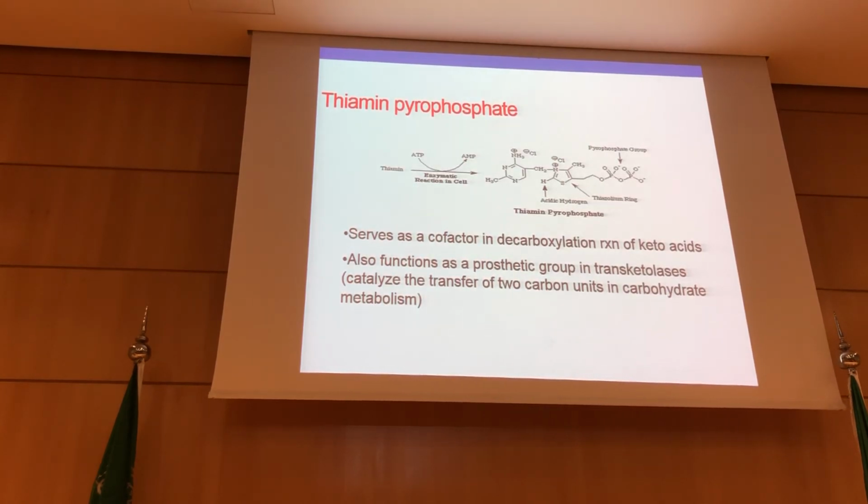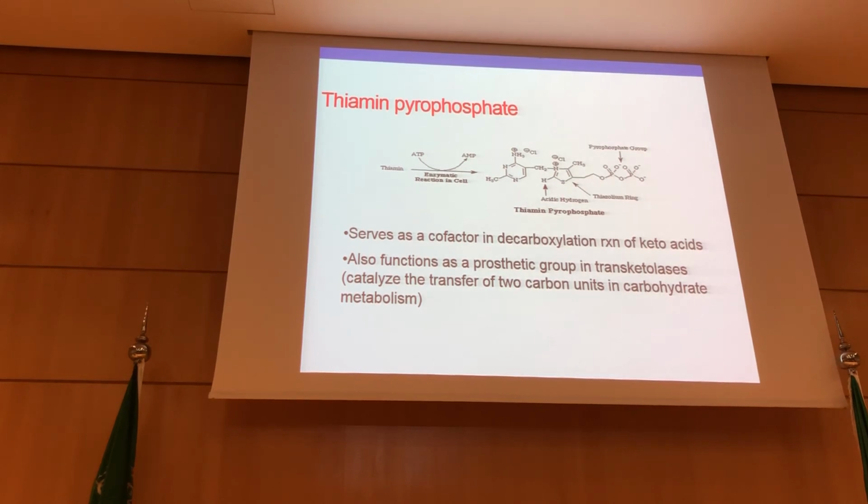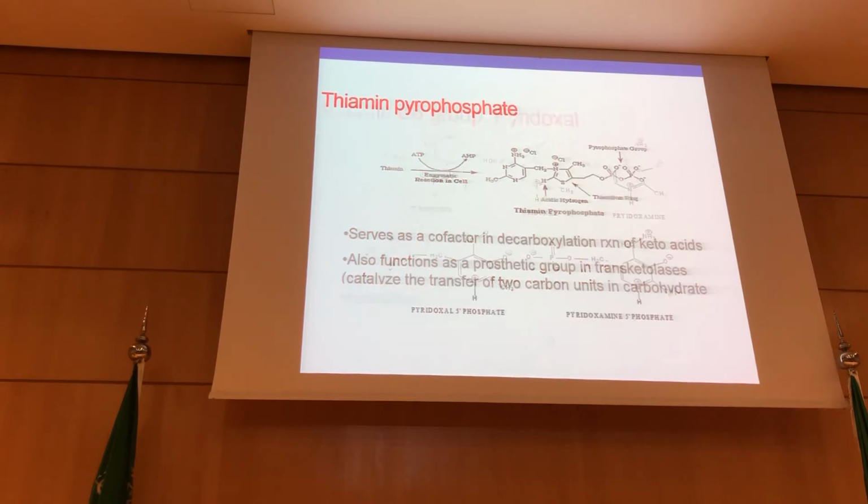This is the coenzyme thiamine pyrophosphate. It is a cofactor for decarboxylation reactions, and as I said, it is the prosthetic group of the enzyme transketolase, which is an enzyme of the pentose phosphate pathway.